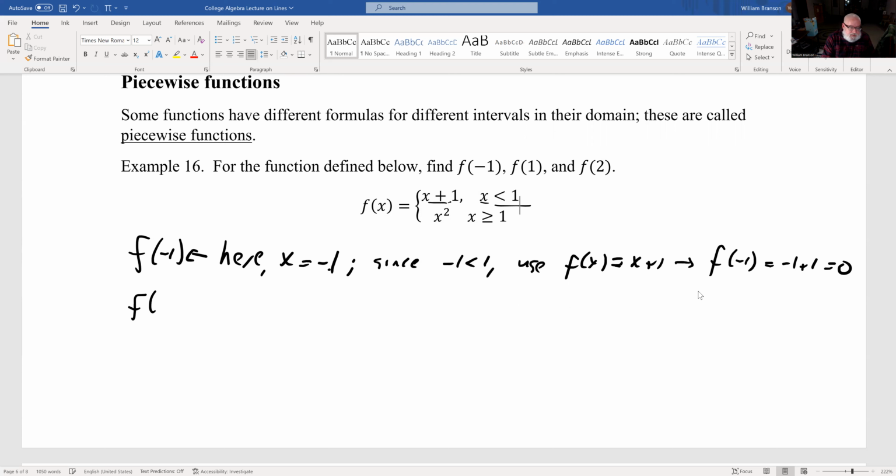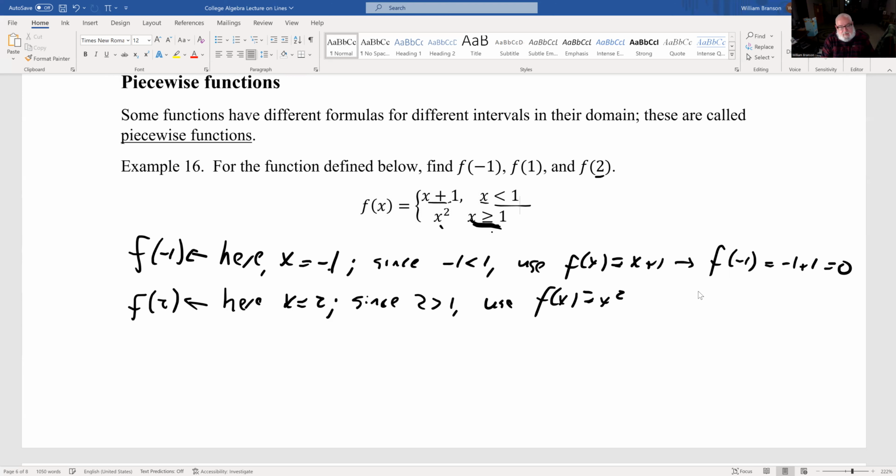F of 2, so that means I'm assuming here that x equals 2, and 2 is greater than 1. We use the formula f of x equals x squared, because when x is 2, that's bigger than 1. So we look it up there and then we go and say, okay, well, x squared. So f of 2 equals 2 squared equals 4.